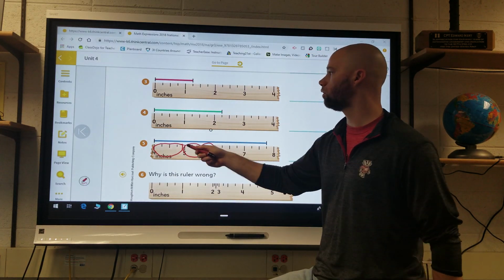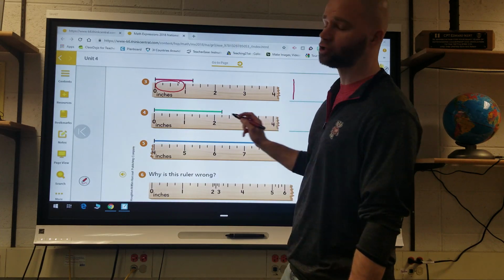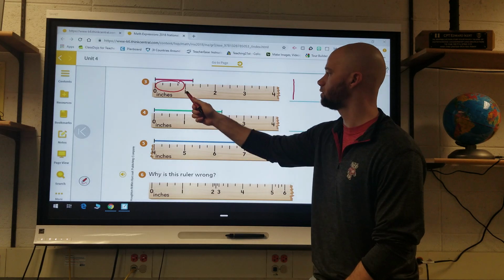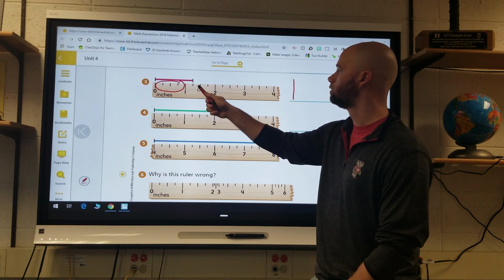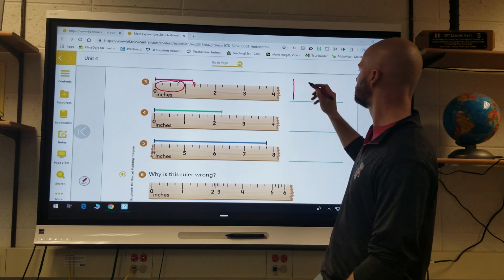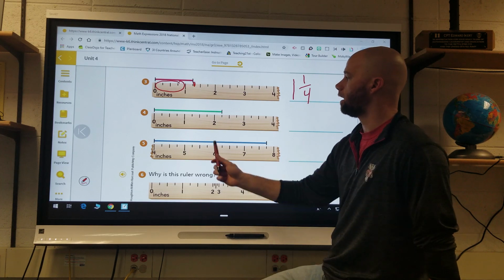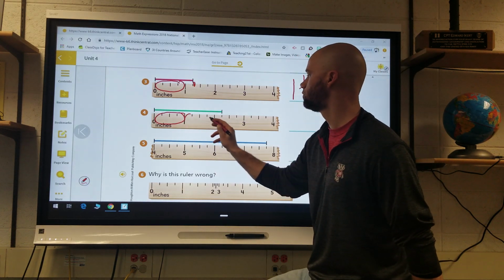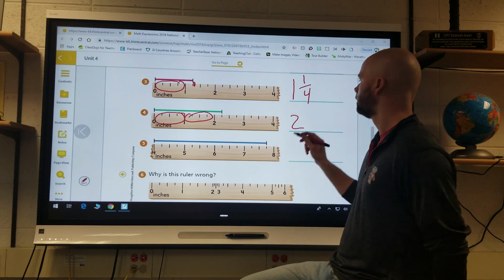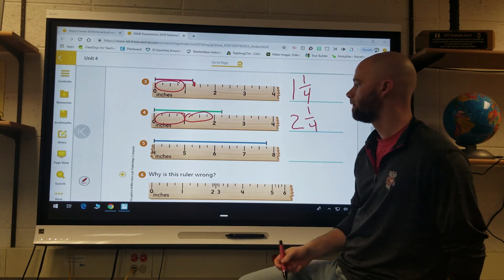We do 1 whole inch. So we have 1 whole inch looped. But I don't have a second one. So it's going to be 1 as my whole number and then something else. So here it's 1, 2, 3, 4. So out of 4, and it stops at the 1. So 1 1/4 inches. Number 4, we have 1, 2 whole inches, and then 1 again out of 4. So 2 1/4 inches on that one.